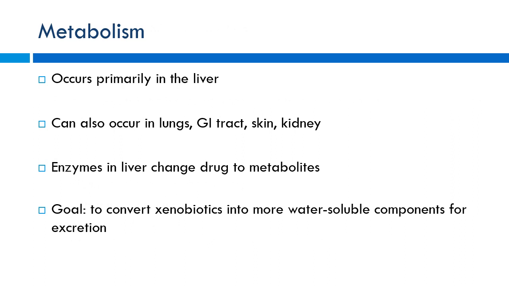So the majority of metabolism happens within the liver. However, it can occur in other places like the GI tract, the skin, the kidneys. But basically, we're using enzymes to break down these drugs. The goal is to try to get it more water soluble and get it ready for excretion. Again, usually through the kidneys, but maybe through the bile ducts, maybe some other routes.